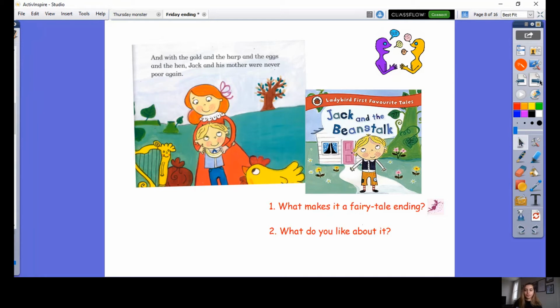So what makes this a fairy tale ending? Have some thinking time. Okay, can you say your answer to the screen in 3, 2, 1, shout it out. Fantastic, there is a happy ending. Jack and his mum were never poor again, which is a very happy thing to happen. And what do you like about this ending? So I was thinking, Tom, what do you like about it?